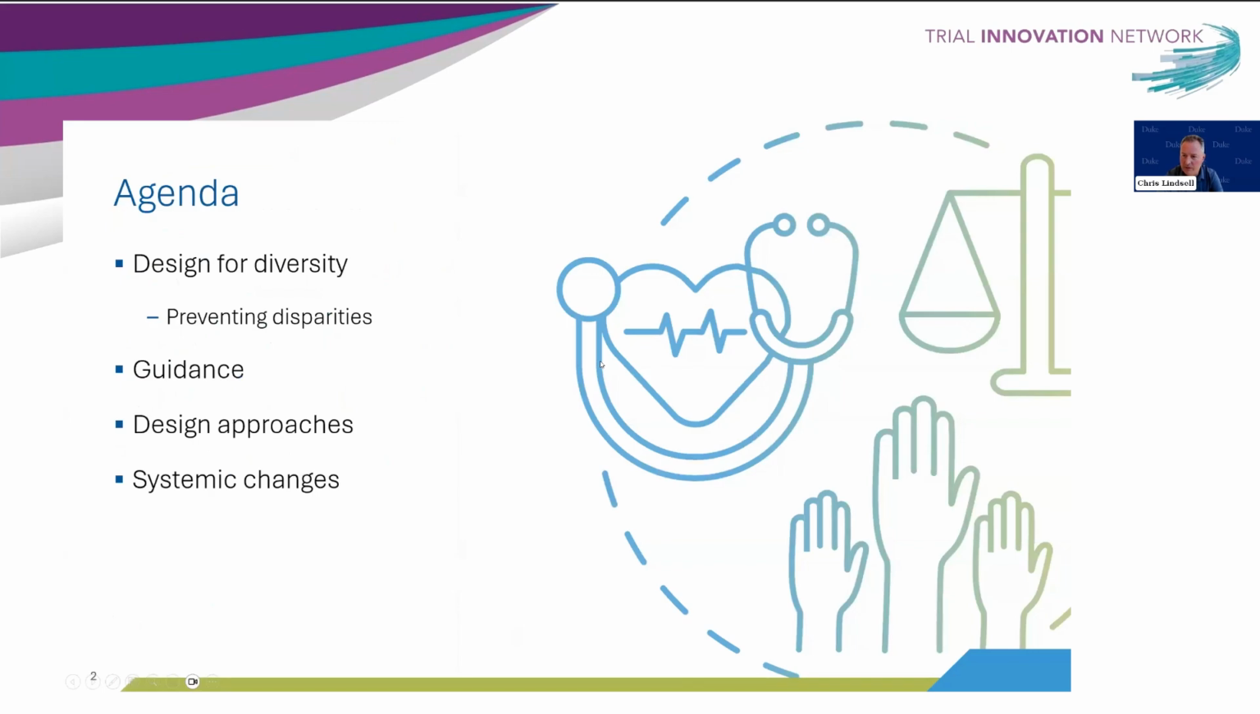So we'll start out by talking a little bit about design for diversity and how it helps to prevent health disparities. We'll talk briefly about guidance that exists. We'll talk a little bit about some of the design approaches. And at the very end, I'll just make a plea for systemic change that helps us to reduce health disparities through proper design for diversity.